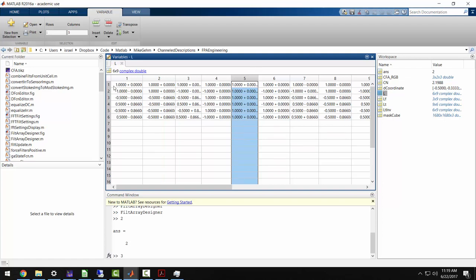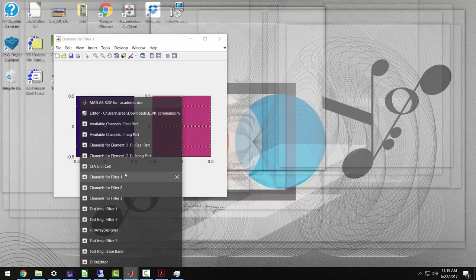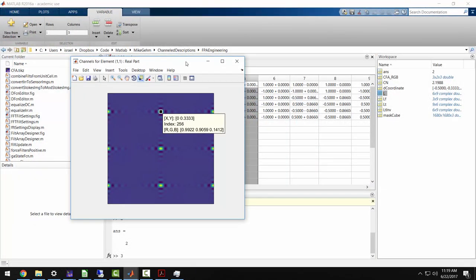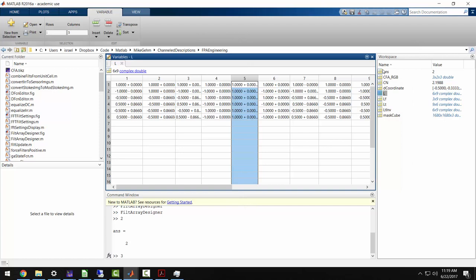So this is for each unit cell. We have each unit cell element. We have 6 of them because it's a 2x3. And then the channels are in each column. So we have 1, 1, 1, 1, 1, 1, 1, 1, 1. That is the channel structure for the first element in the lower left hand corner of the unit cell. So this matrix describes the available channel structures.